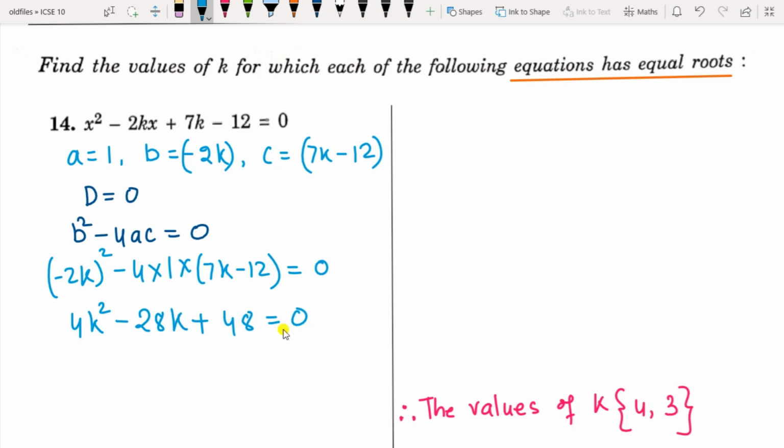So now divide the whole equation by 4. You can divide it by 4 here.